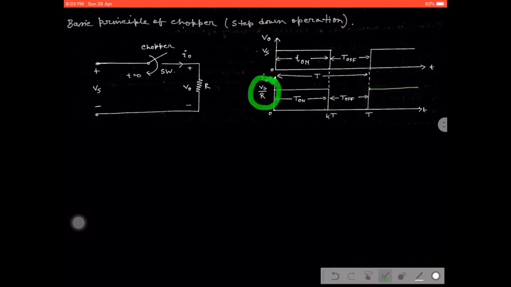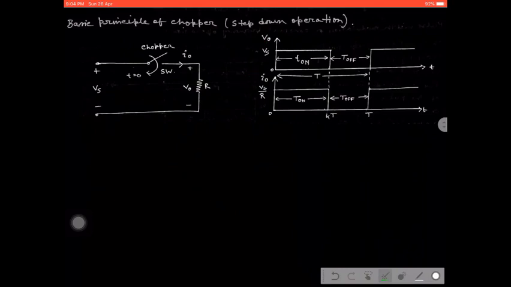When the switch is on, then the current starts flowing from source to load in this way, and the voltage appearing across the load is Vs. And when the switch is off, then no voltage is appearing across the load. That is why this is the waveform of the output voltage and current.